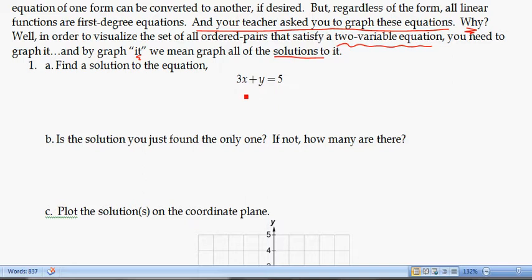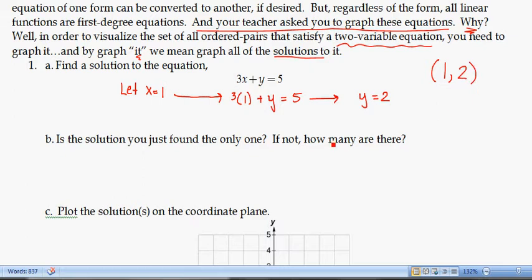So of course, a solution is going to have two numbers associated with it. I can't find a single number solution. I'm just looking for all such ordered pairs. So once I choose a value, say let's let x equal 1. Right? Then I've got 3 times 1 plus y equals 5. So if I let x equal 1, this forces y to be 2. Right? That's the point that's going to make that true. So I get one solution, the point 1 comma 2.